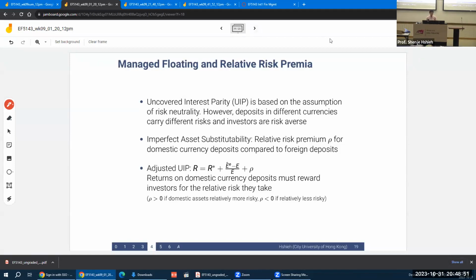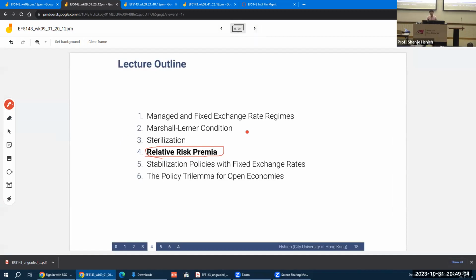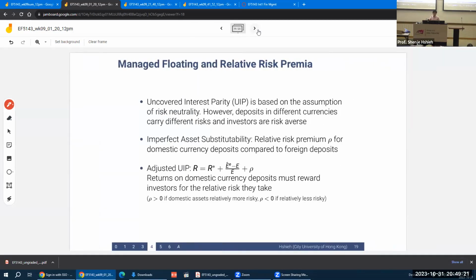All right, let's finish up. So relative risk premium is just a way to augment our UIP equation with another risk factor. Just like CAPM, and maybe you've heard of Fama-French, we can do the same thing by introducing more risk factors as part of the linear equation.